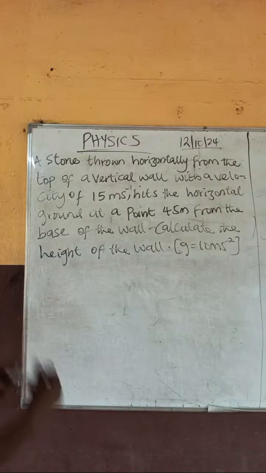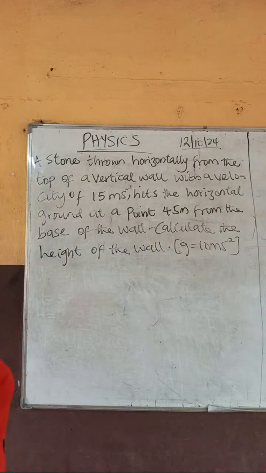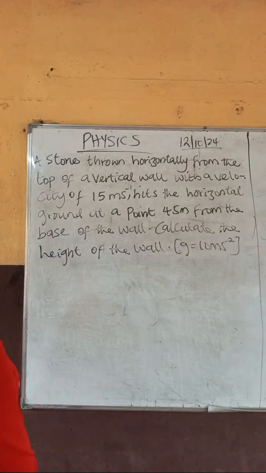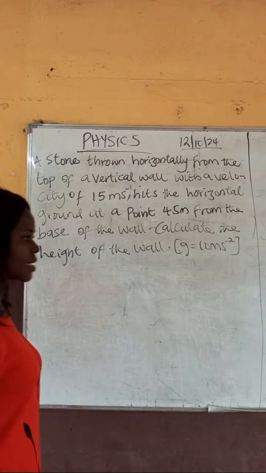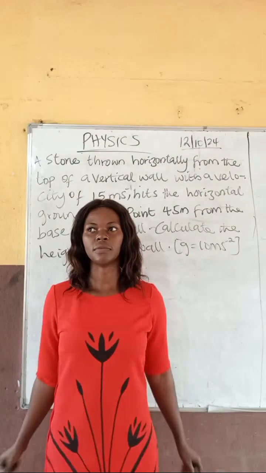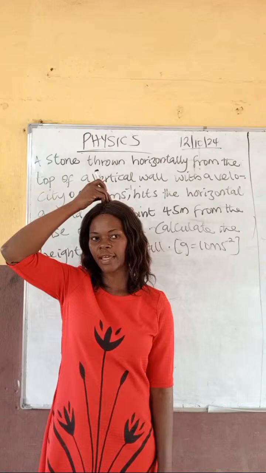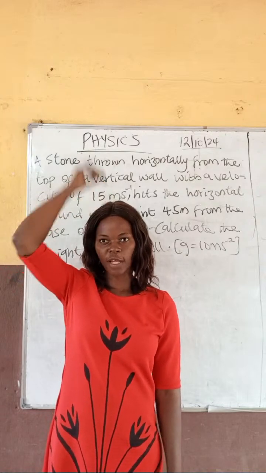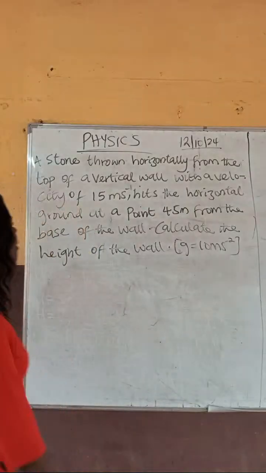All right, so let's look at this question together. A stone thrown horizontally from the top of a vertical wall. That is, this is a wall, and this is the top. And this is the stone. I will now show it. That's what it means.